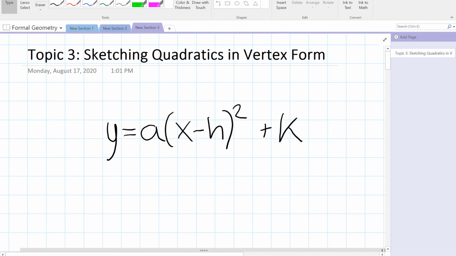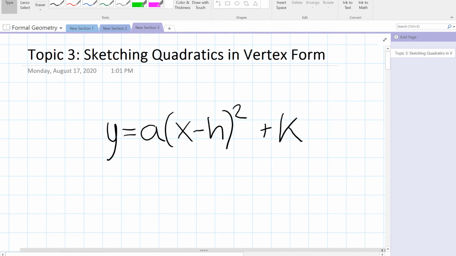Today I'm covering topic 3, sketching quadratics in vertex form, and this is from topic 3 of the algebra review unit. So before we get started, I just wanted to show you what vertex form looks like. In general, when we say vertex form, we're talking about a quadratic equation in the form y equals a times (x minus h) squared plus k.